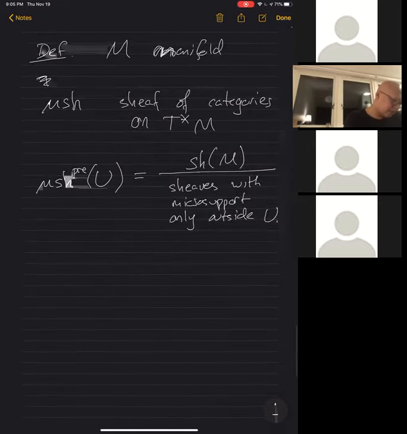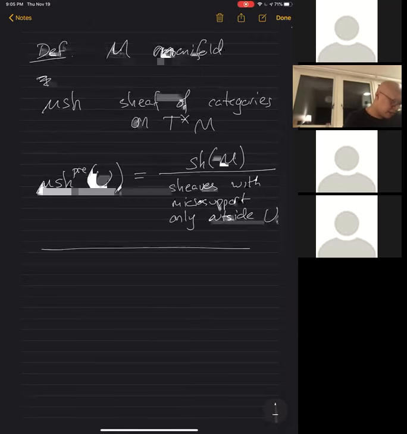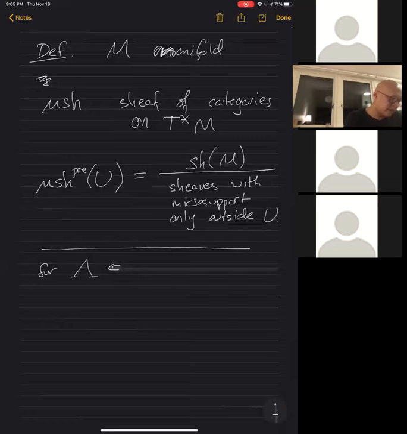And in particular, there's a related definition, which is, if I take a subset, let's say lambda, well, maybe the easiest way to say it is that the notion of microsupport makes sense also for microsheaves.